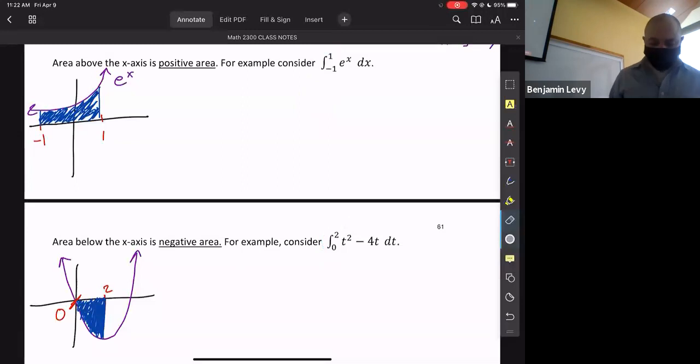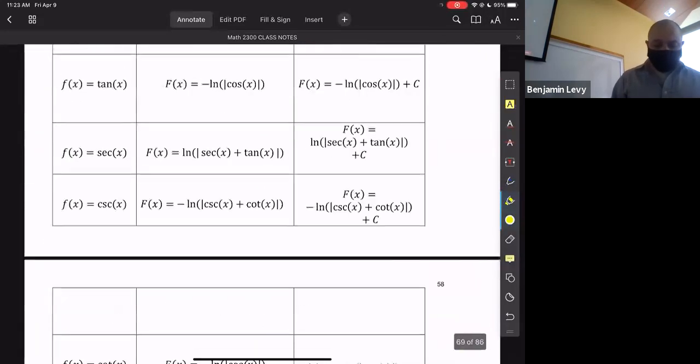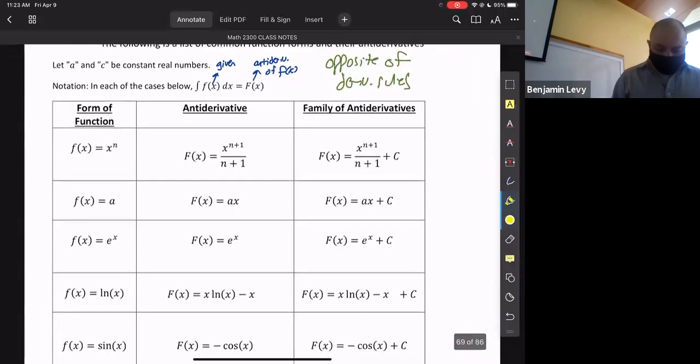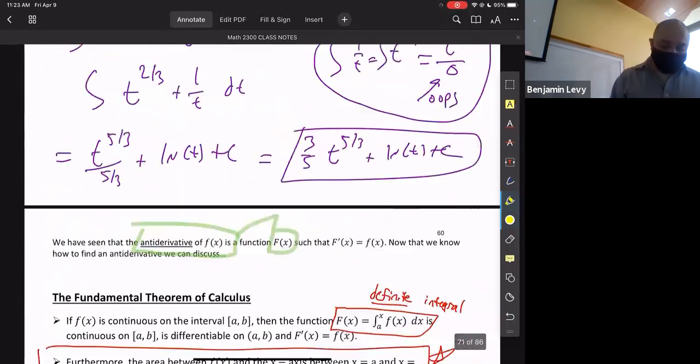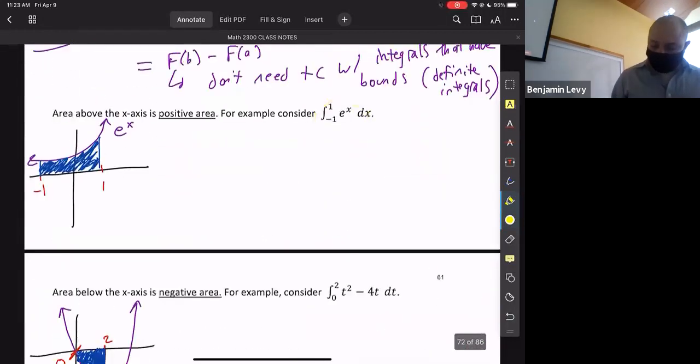Okay, so let's actually do it. We know the antiderivatives, but I'll just remind you. We're going to use e to the x for this one. E to the x just stays the same. When we integrate e to the x, it just stays the same, so that's a nice, easy one to start off with. And then we're going to plug in the points.